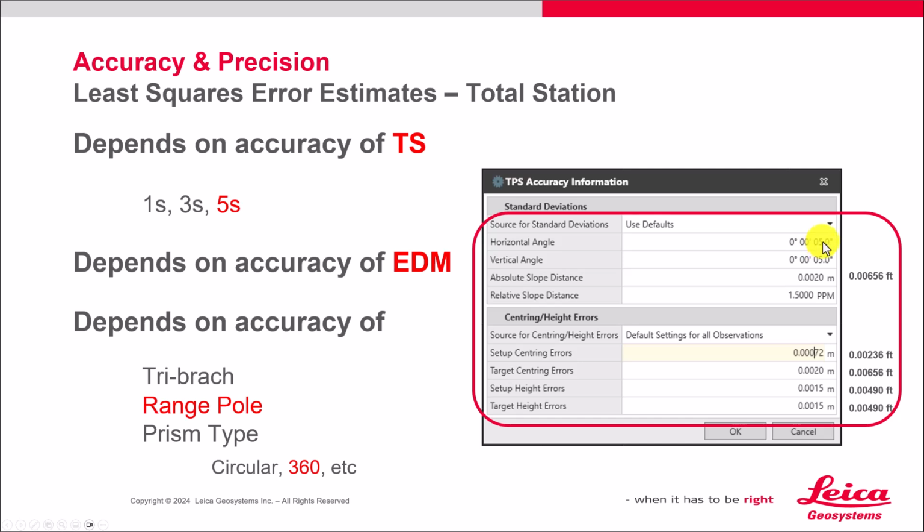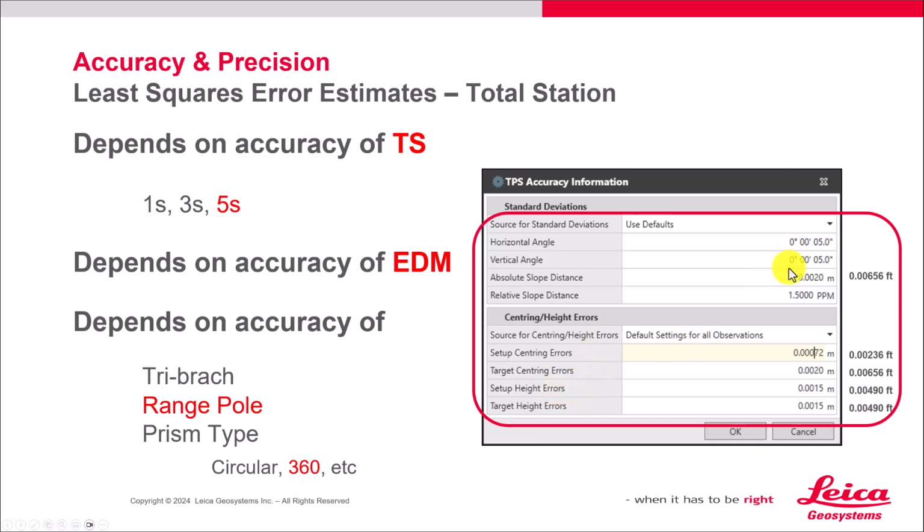We had the 5-second total station for horizontal and vertical. We had the 2 millimeters and 1.5 parts per million. That's the EDM portion. Now we have all these centering errors. And so we have a setup centering error, a target centering error, setup height error, and target height error of about 1.5 millimeters. These all we calculated in the previous slides.